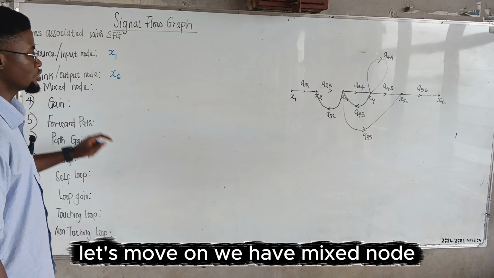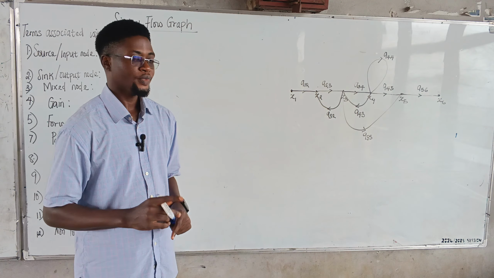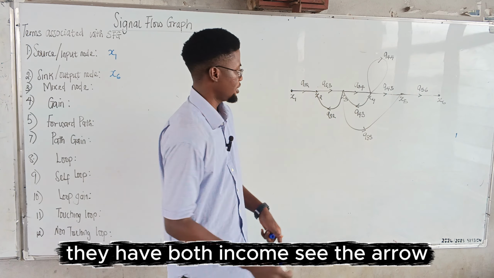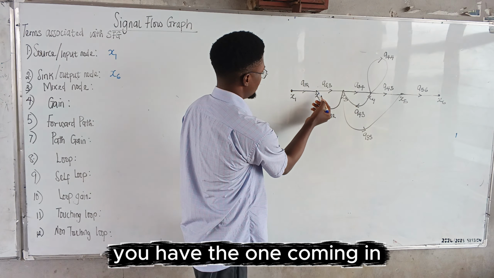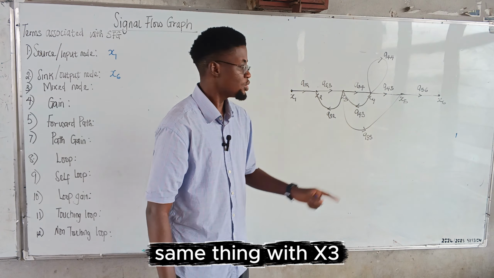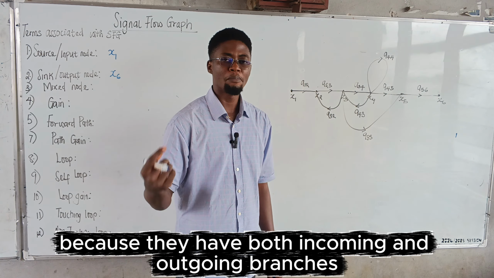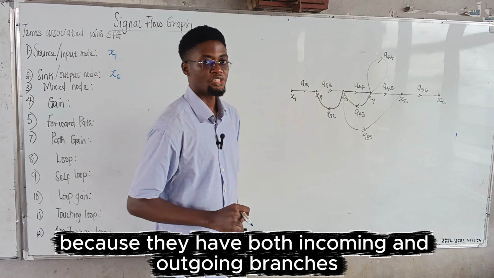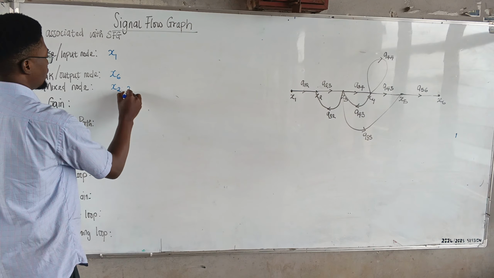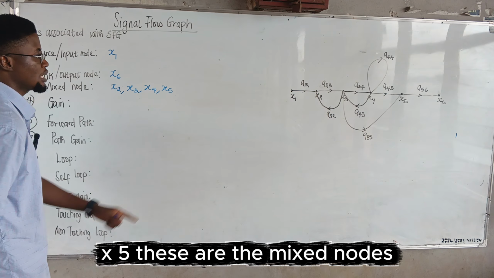Now let's move on. We have the mixed node. Mixed nodes have both incoming and outgoing branches. If you look closely at x2, x3, x4, and x5, they have both. See the arrow? You have the one coming in and the one going out. For x2, I have something coming in and something going out. Same thing with x3. That's why we call them mixed nodes, because they have both incoming and outgoing branches. So under mixed nodes, I have x2, x3, x4, x5.